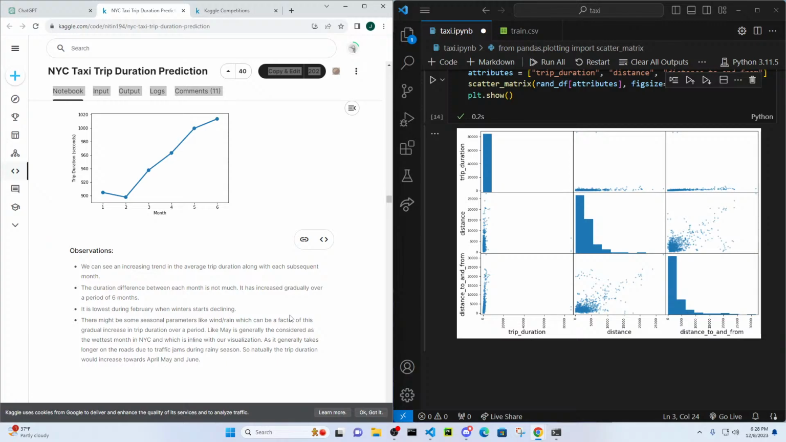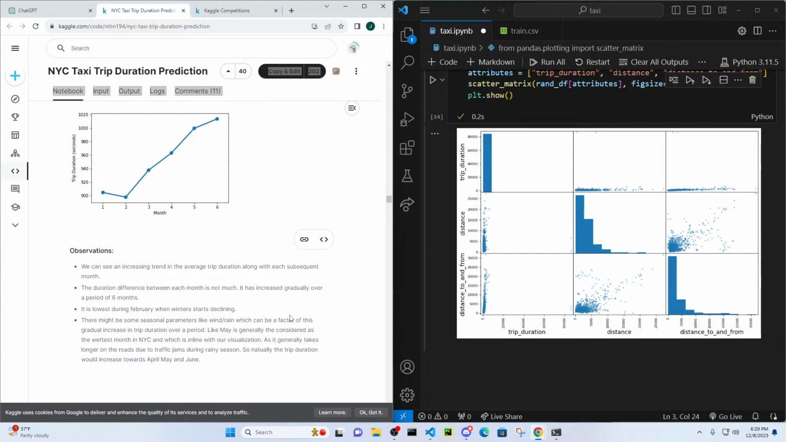The duration difference between each month is not much. It's still within 2 minutes, basically a 2-minute difference. It has increased gradually over a period of 6 months. It's lowest during February when winter starts declining. There might be some seasonal parameters like wind and rain, which can be a factor of this gradual increase in trip duration over a period.